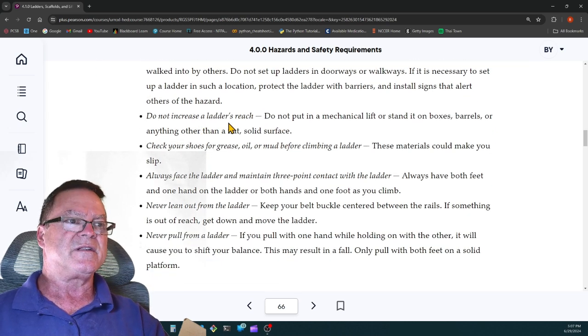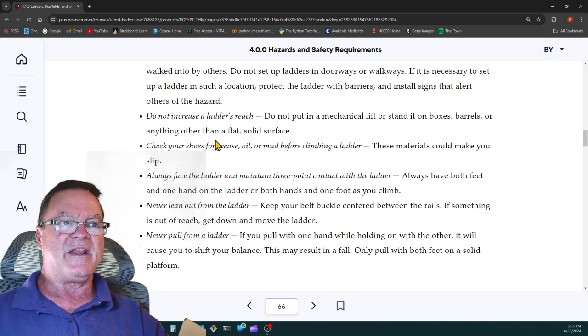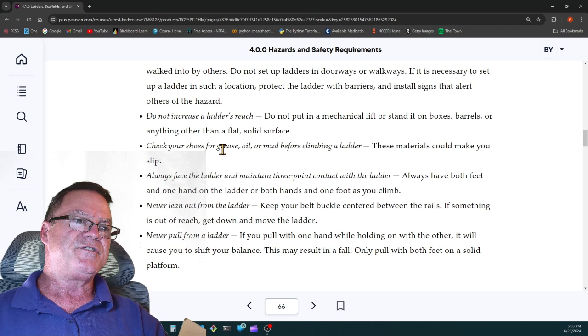Do not increase a ladder's reach. Do not put a ladder on a mechanical lift or stand it on a box, barrels, or anything other than a flat, solid surface. Check your shoes for grease, oil, or mud before climbing a ladder. These materials could make you slip.